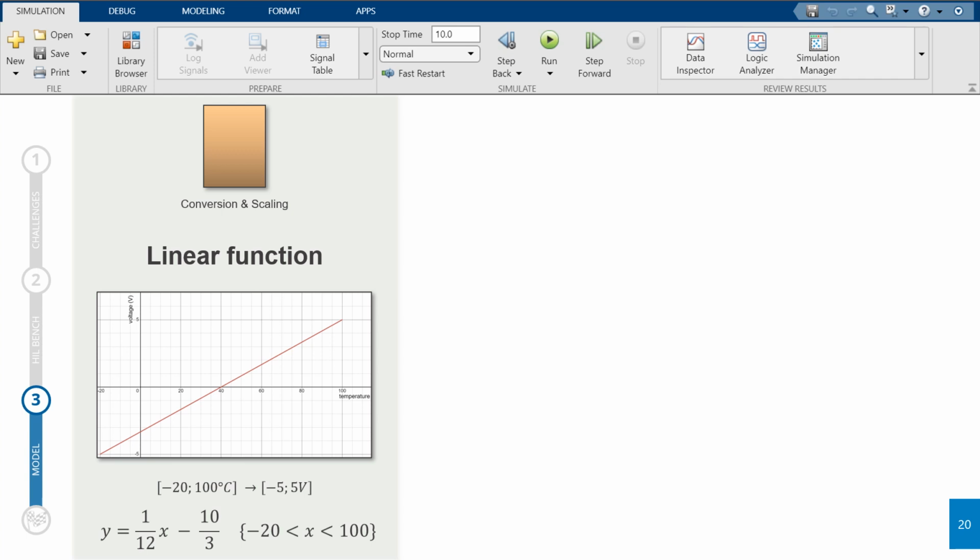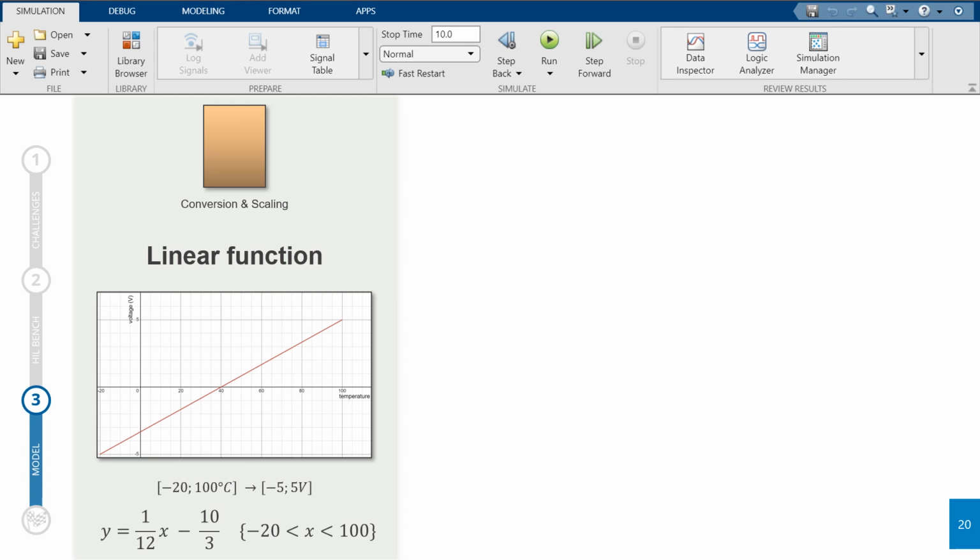This is typically the kind of graph that is provided in the data sheets of components such as sensors or actuators. Let's imagine the case of a temperature. The engineering values can scale from negative 20 to 100 degrees Celsius. The corresponding electrical values would scale from negative 5 to 5 volts. So essentially, we need to convert linearly a signal in the range negative 20 to 100 into a signal in the range negative 5 to 5.